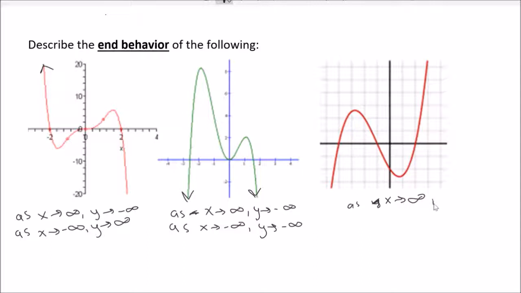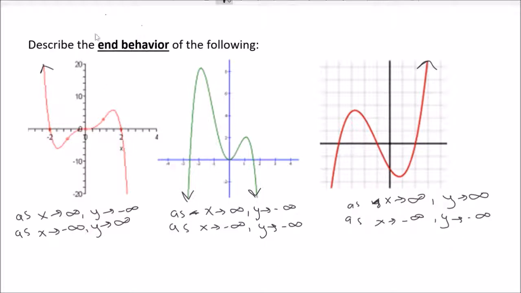On this one, as x approaches infinity, y also, it goes up and to the right, so those are both positive, so y approaches infinity. And as x approaches negative infinity, y is going down on the left, so y approaches negative infinity.